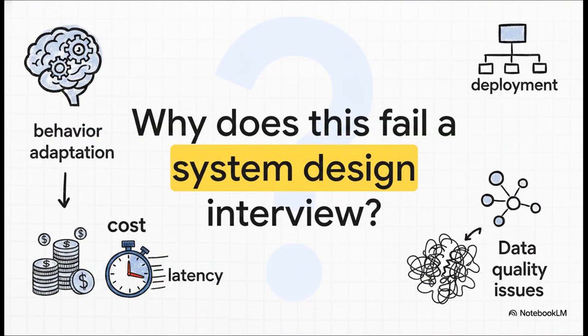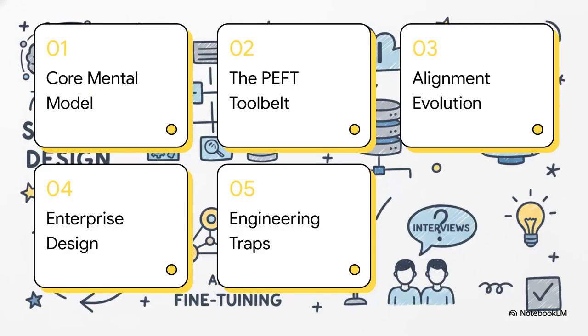So what does this all mean? Why exactly does that answer just completely tank an AI system design interview? Well, we're going to break down exactly why using fine-tuning for dynamic data is a massive red flag. As a senior candidate, you absolutely have to prove you understand behavior adaptation, cost, latency, data quality, and deployment.